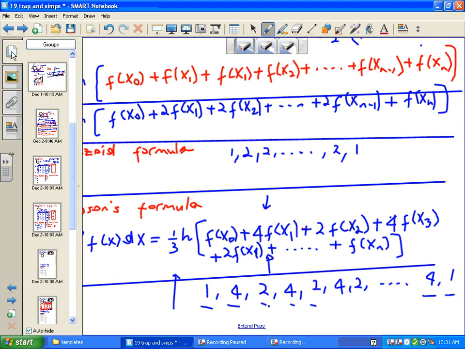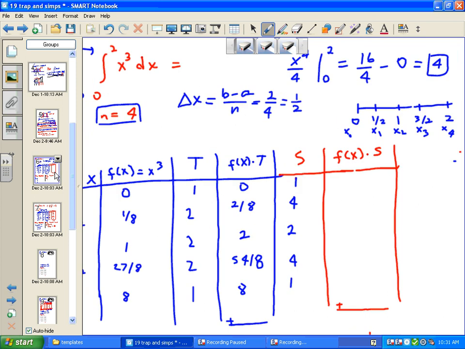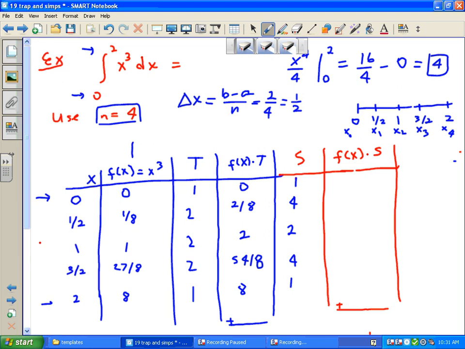So let's fill the next column then in our problem. Now we're going to do f of x times s. So I'm going to multiply this column with this column and write the entries in the last column. So I have 0 times 1. Then I have 1/8 times 4. Then I have 1 times 2. Then I have 27/8 times 4. It should be 27/2, I suppose. And then the last one is 8 times 1.